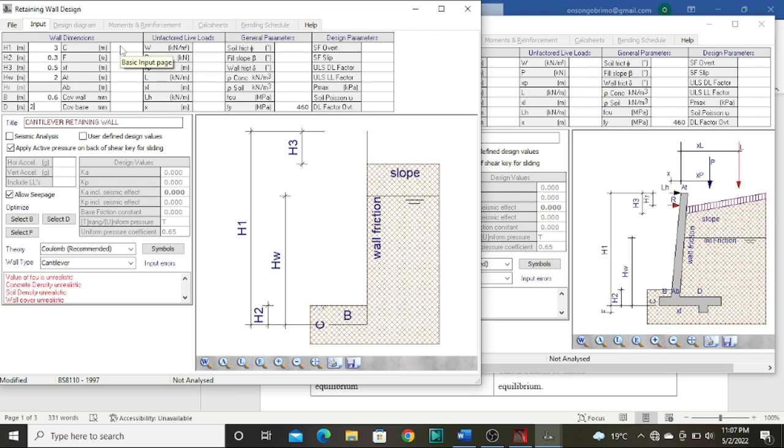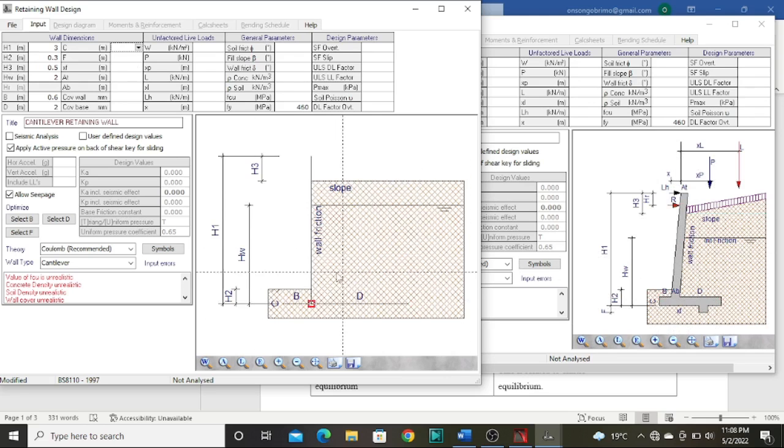It is normally longer. It is modeled longer than B because the weight of the soil causes a clockwise rotation of this retaining wall, whereas the force that is trying to cause turning in the retaining wall, so they will all cancel out. That is why we cantilever it at that section.